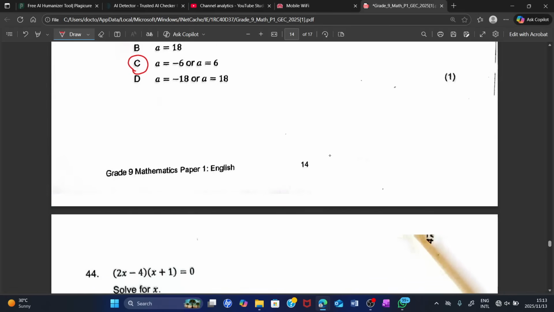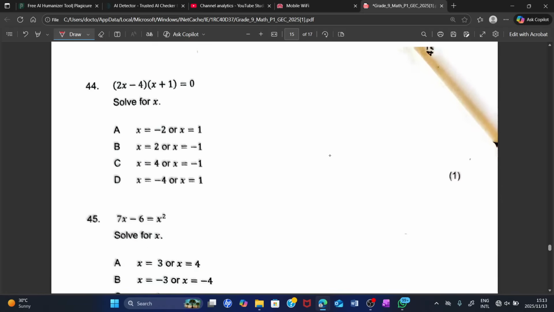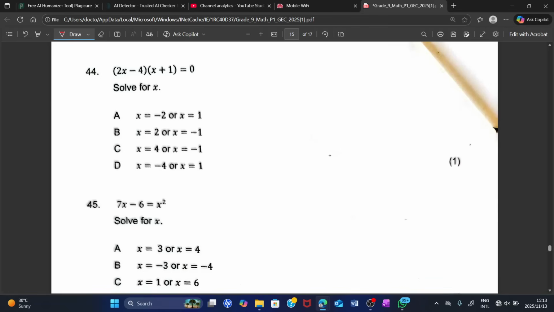Right, learners, let's continue. Now, on this one, we are solving for x. So if there is an equal 0 here, you will say 2x minus 4 equal to 0, or x plus 1 is equal to 0. So 2x is equal to 4. Then you divide by 2 both sides. X is equal to 2, or x is equal to minus 1. Okay, so where is the answer? The answer is B.